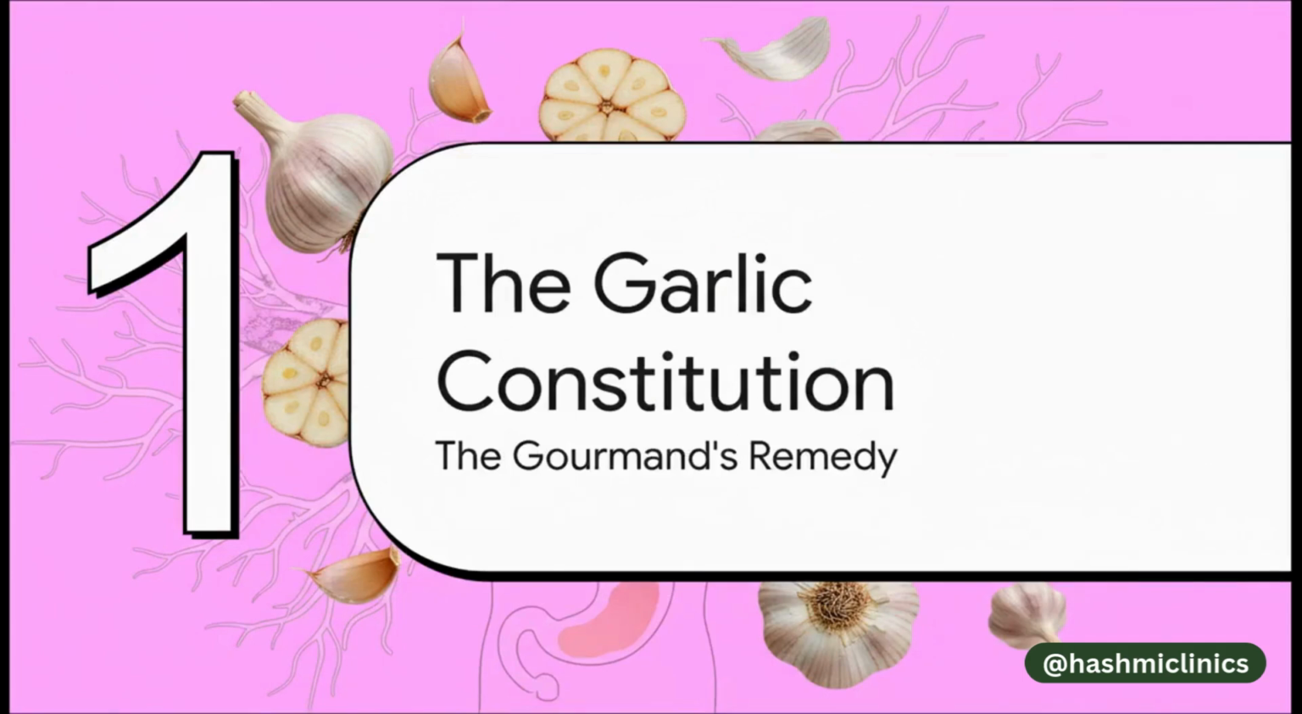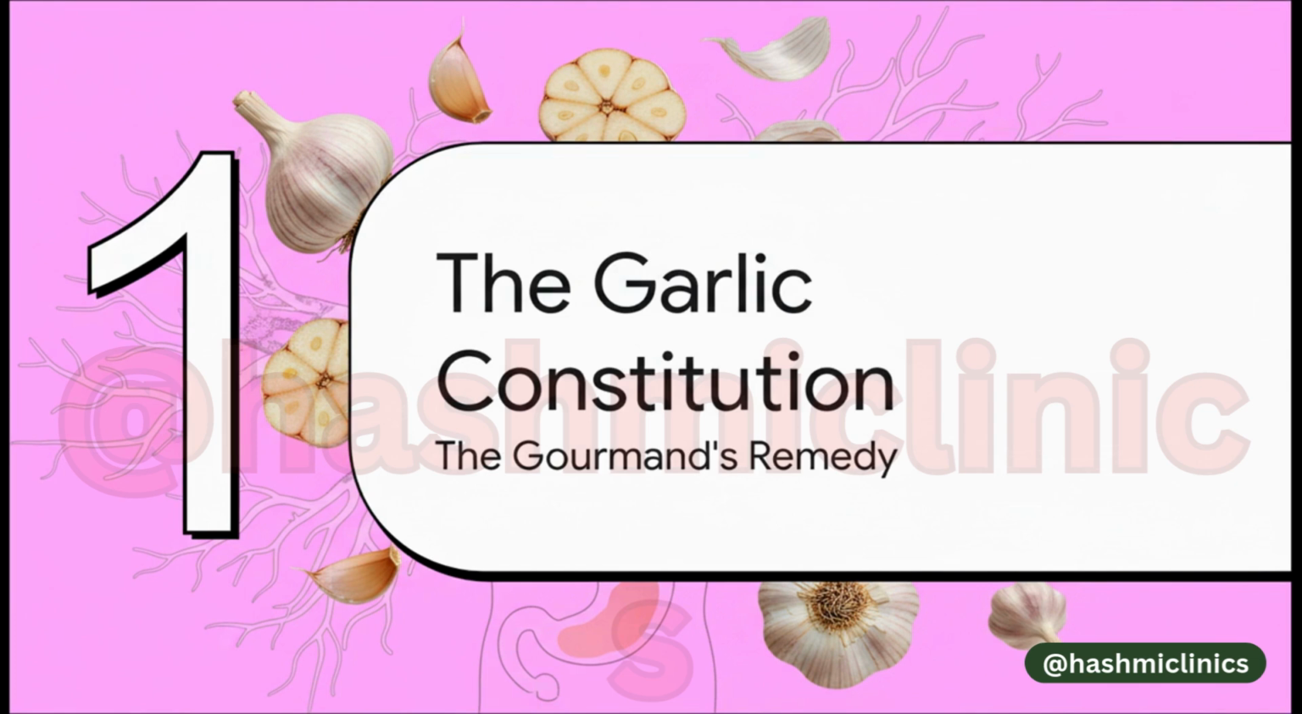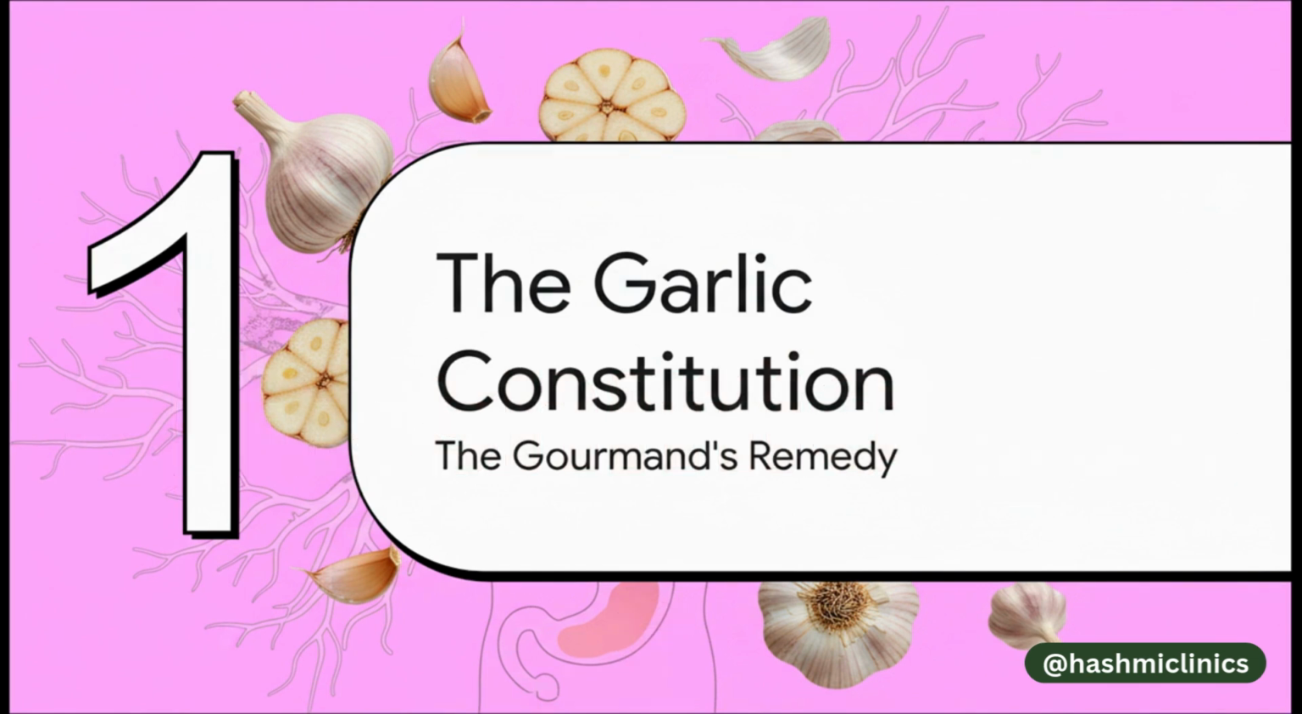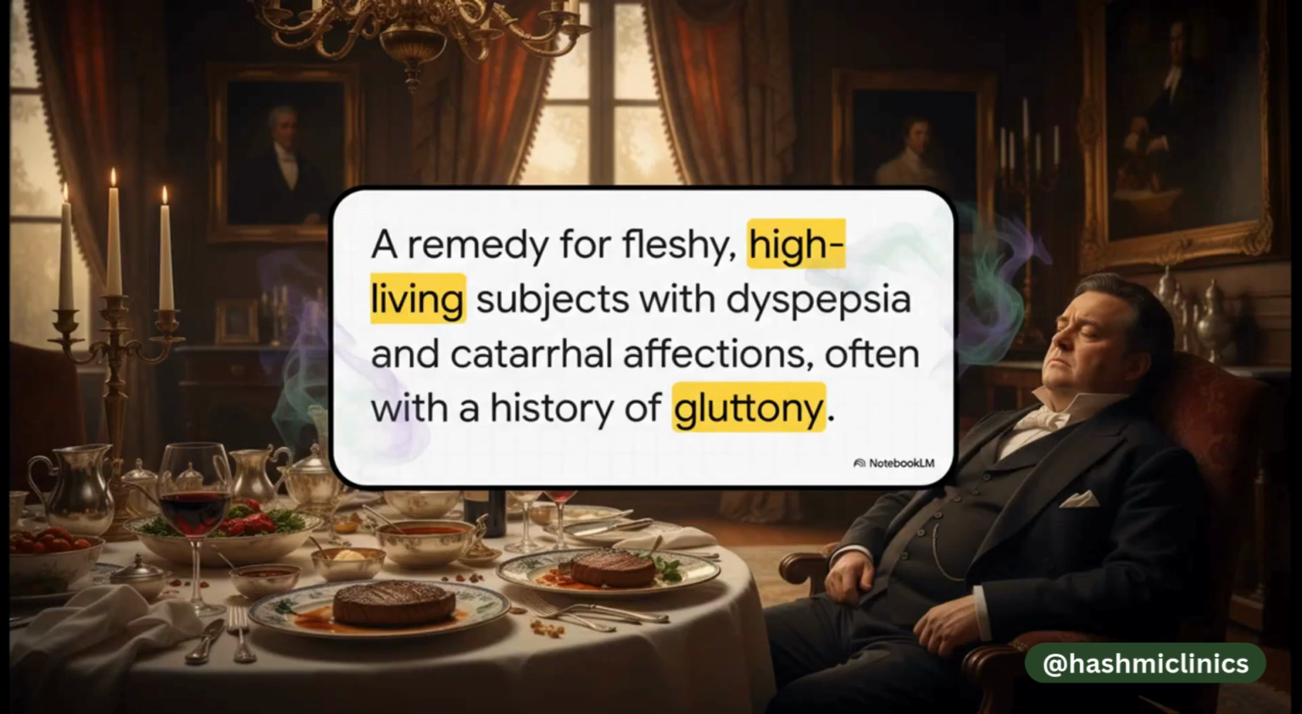Okay, so let's start right there with that foundation, the garlic constitution. Understanding the type of patient who benefits most from this remedy is really the key to unlocking the entire case. This clinical summary just reinforces that picture, doesn't it? It points directly to a patient whose main complaints, the dyspepsia, the cataract, they all stem from a lifestyle of excess. This is what we mean by the high liver, that individual who really indulges, particularly at the dinner table, and whose body is now starting to show the strain.